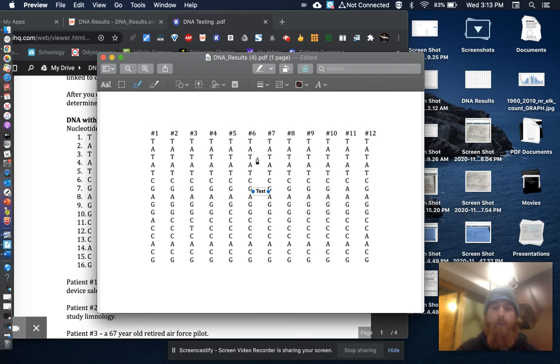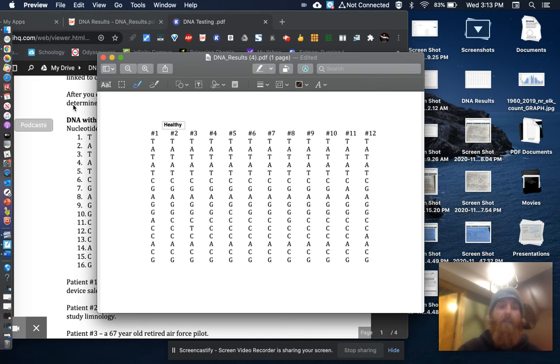So what I would do is I would make a little text box right above this individual to help you with this. And type in there that this is a healthy strand of DNA. That 18-year-old male has healthy DNA.